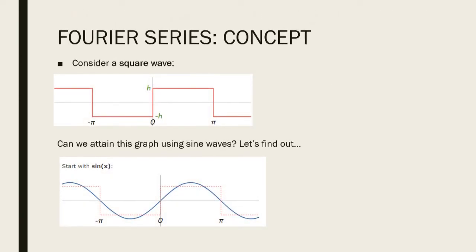So let us now discuss the concept of Fourier series. Consider a square wave as you can see here in the figure. Can we attain this graph using sine waves? Let's find out. Let's start with sine x. As you can see here, the wave follows the pattern of up, down, such as a square wave. However, it does not look like a square wave.